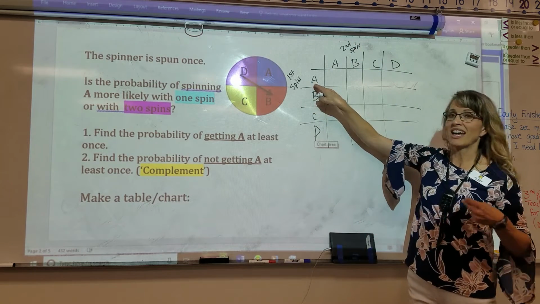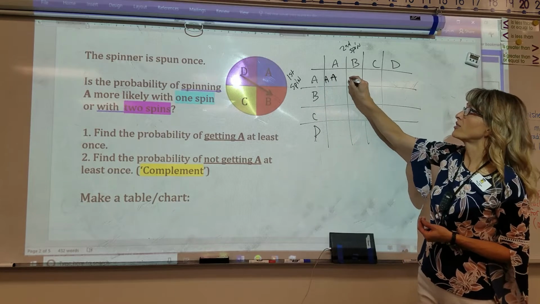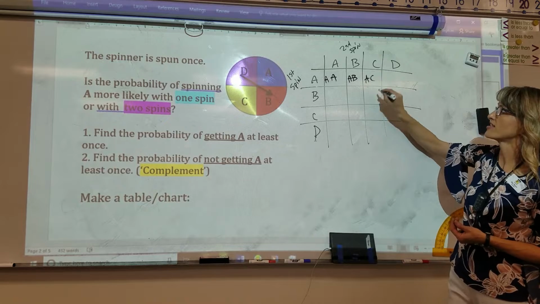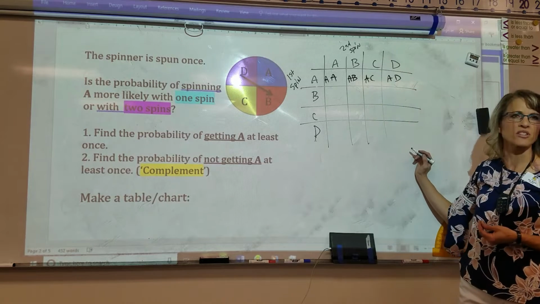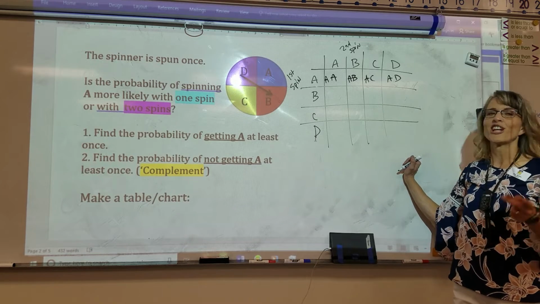So on my first spin, I get an A. But then when I spin it again, I could get an A, or I could get a B the second time, or I could get a C the second time, or a D the second time. Is that making sense? Give me a nod if that makes sense. Okay, good. You're going to help me find the next one.